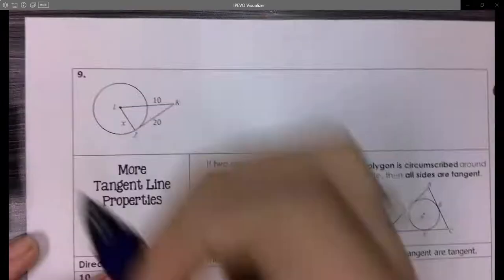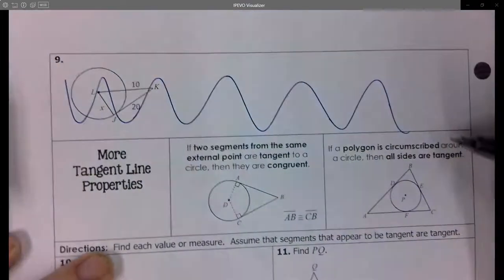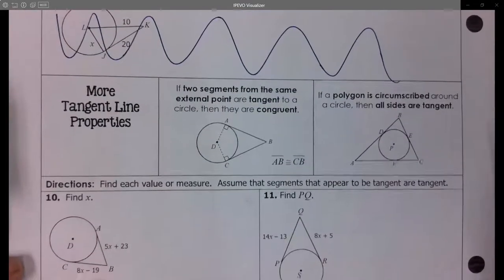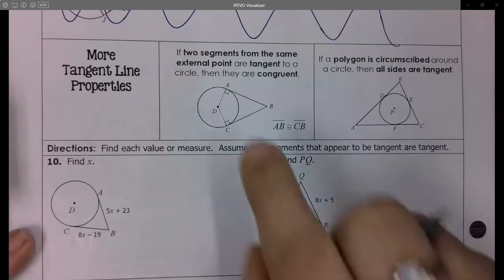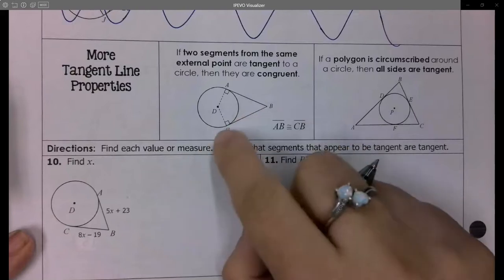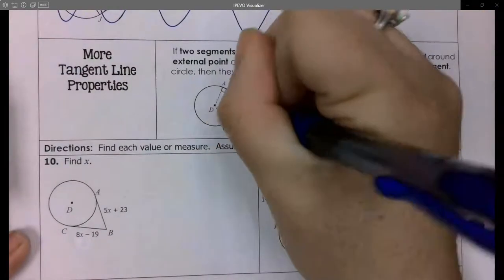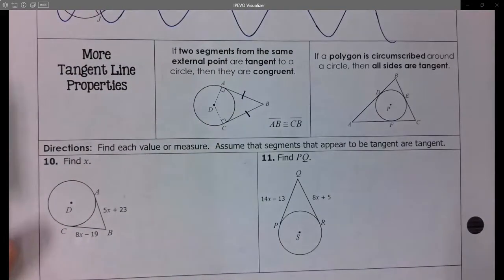Moving on to the back, we're actually going to skip number 9. So I have more tangent line properties. If I have two segments from the same external point, point B, and they're both tangent to the circle, then they are congruent. Whenever I have something that looks like an ice cream cone sideways, it means the two side lengths are congruent.